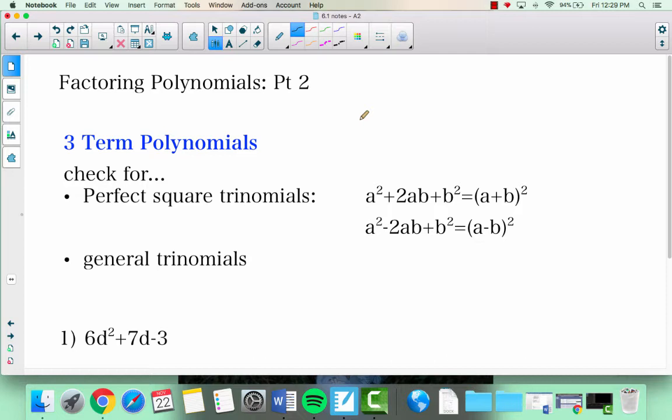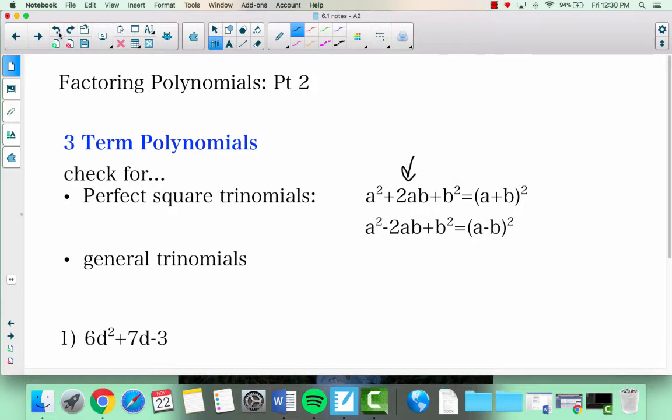And when they are perfect squares, then what you can do is write it as (a plus b) to the second power, or (a minus b) to the second power. So these are our two formulas you want to make sure you write down. Notice that one has a positive, one has a negative, and that's all going to be dependent on what your middle term is. So note if it's a plus, it's a plus sign in the parentheses. If it's a minus, it's a minus in the parentheses.